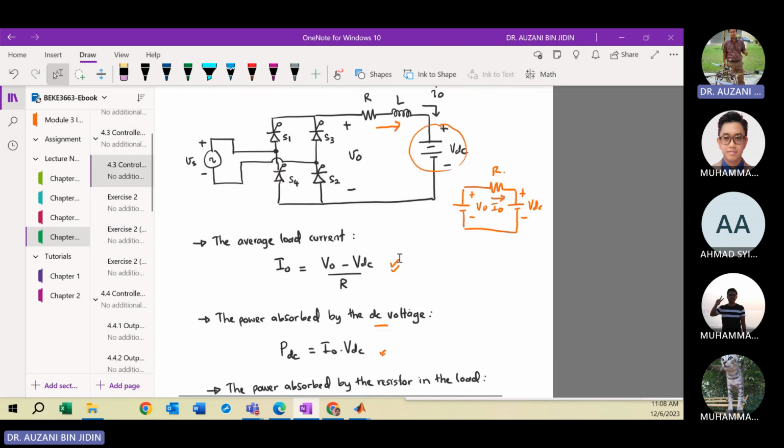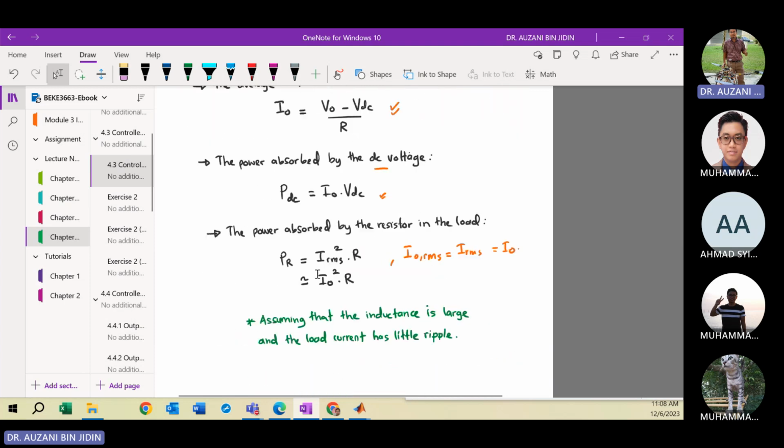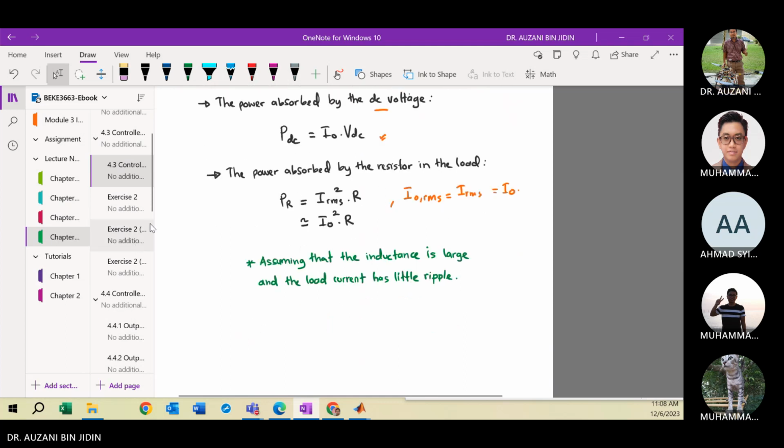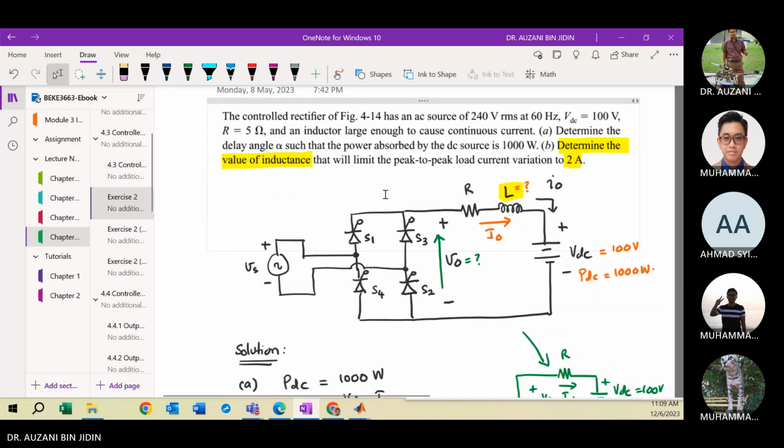Then we must know how to calculate the output current here using Kirchhoff's voltage law, to calculate the power absorbed by the resistor and the DC voltage here. We have to take note that the RMS of the output current is the same as the average component of the output current. Okay, then this exercise.